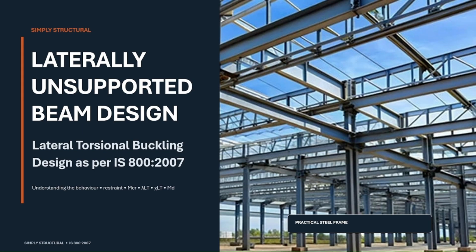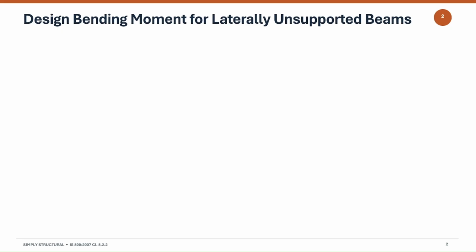In this video, we are going to take the next step and discuss the design of laterally unsupported beams as per IS 800 2007. The major difference here is that when the beam is laterally unsupported, we need to consider the possibility of lateral torsional buckling or LTB. Firstly, we are going to discuss the design bending moment for laterally unsupported beams.